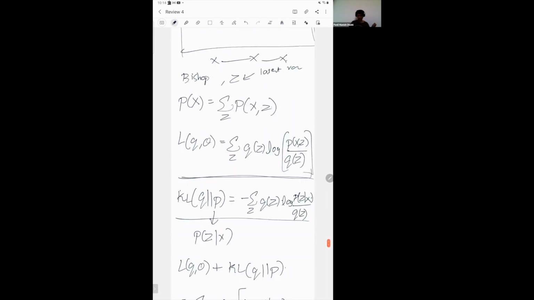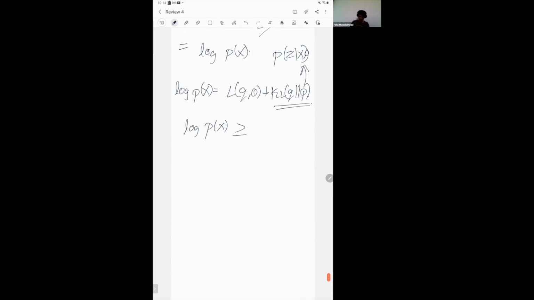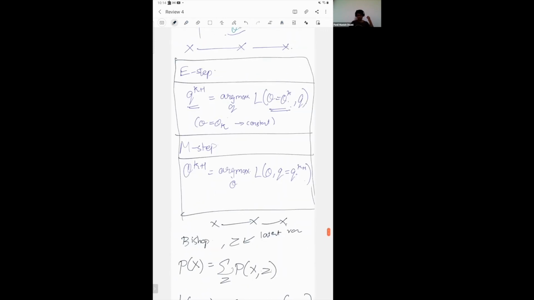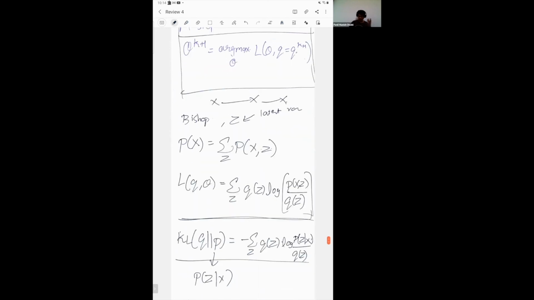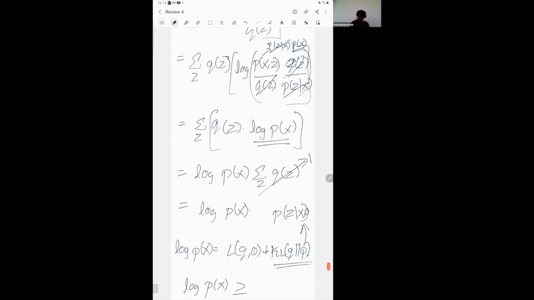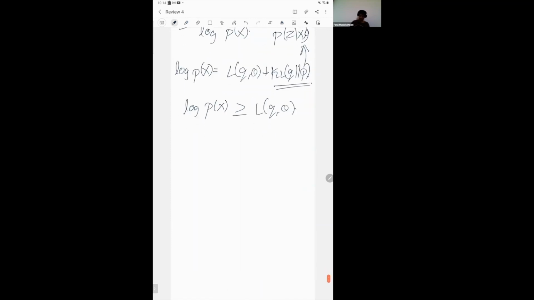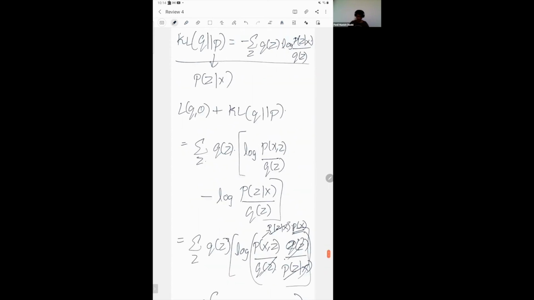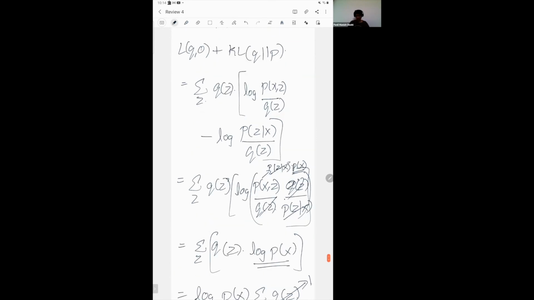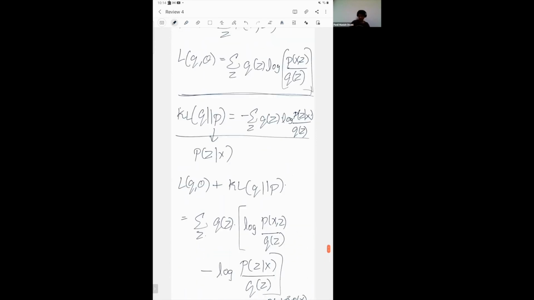So log p of x, we know it's the same thing, optimizing over p of x or optimizing over log of p of x. And the evidence lower bound is a lower bound of the log likelihood. This thing just evaluates to a non-negative term because KL is always non-negative. I'll just stop here because we are running out of time.